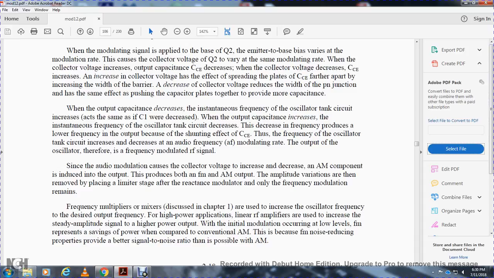remains. Frequency multipliers or mixers, described in Chapter 1, are used to increase the oscillator frequency. For high power applications, linear radio frequency amplifiers are used to increase the steady amplitude signal to a higher power output of the initial modulation curve at the lower level. FM represents a saving of power compared with conventional AM. This is because of the noise reducing property, which provides a better signal to noise ratio than AM.